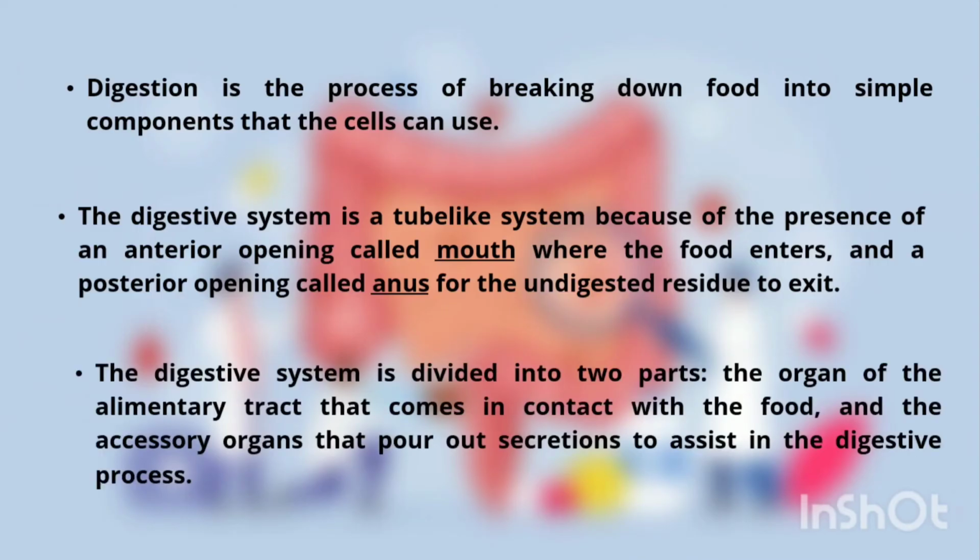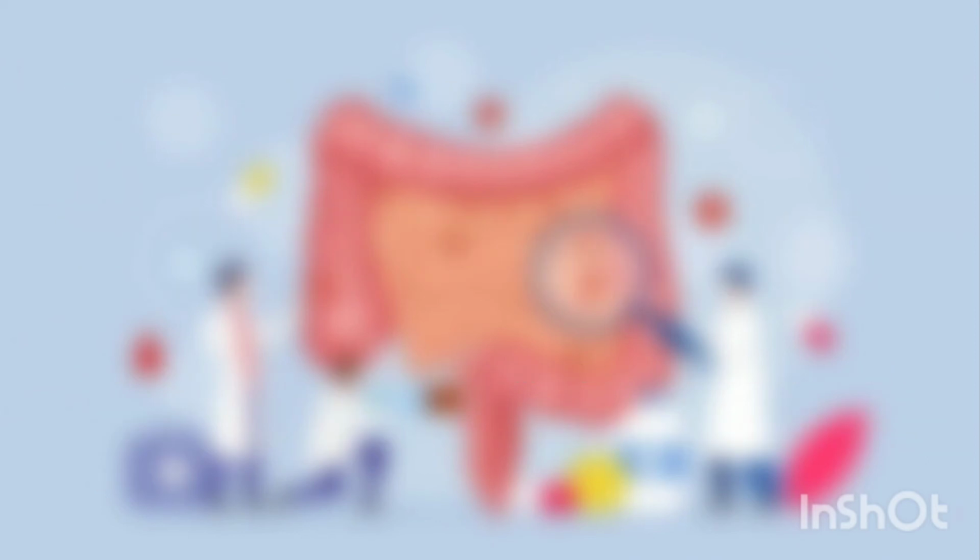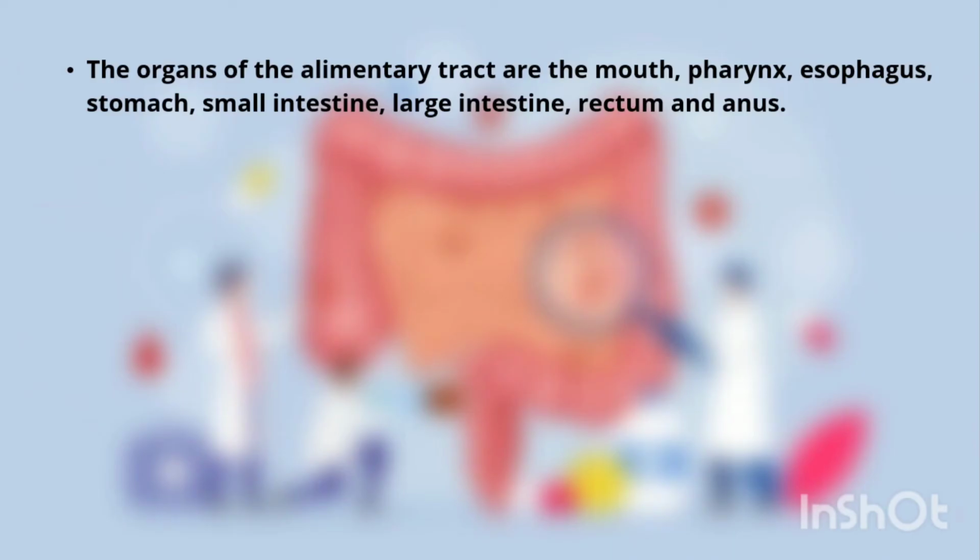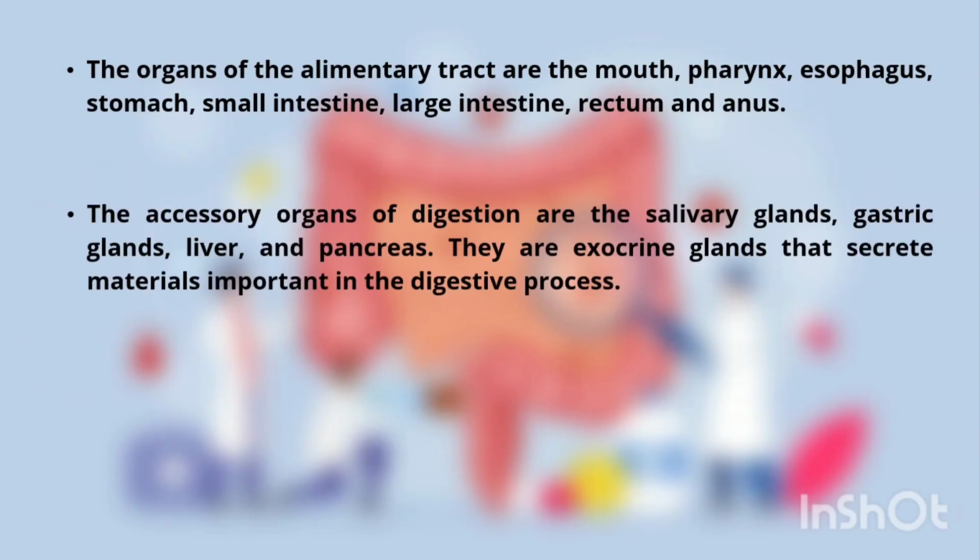The digestive system is divided into two parts: the organs of the alimentary tract that come in contact with the food, and the accessory organs that pour out secretions to assist in the digestive process. The organs of the alimentary tract are the mouth, pharynx, esophagus, stomach, small intestine, large intestine, rectum, and anus. The accessory organs of digestion are the salivary glands, gastric glands, liver, and pancreas.